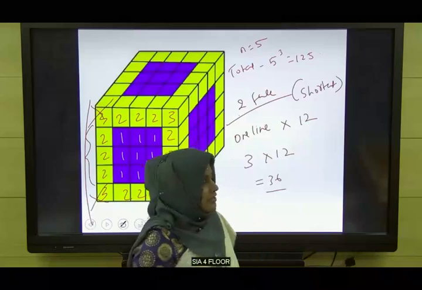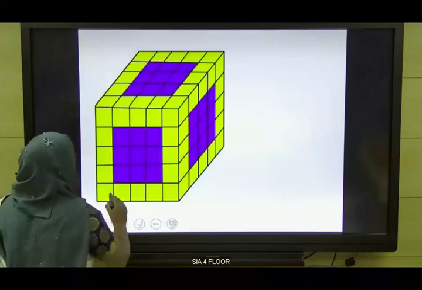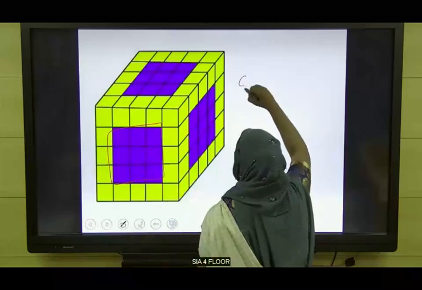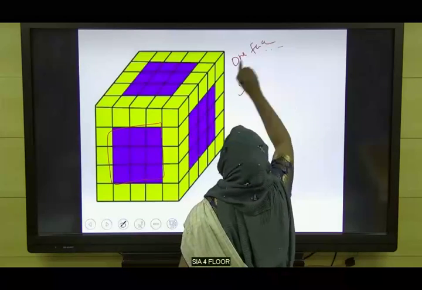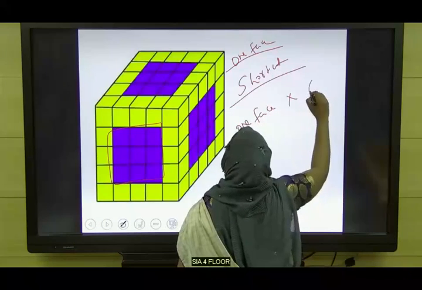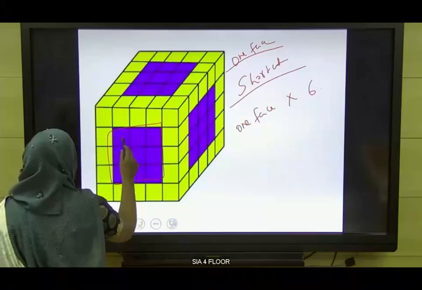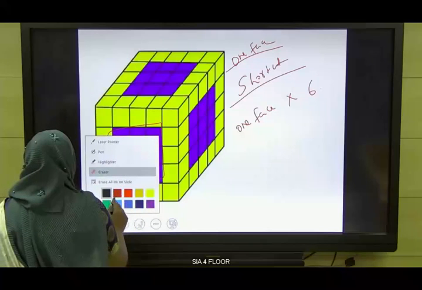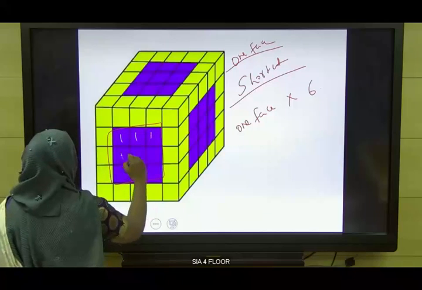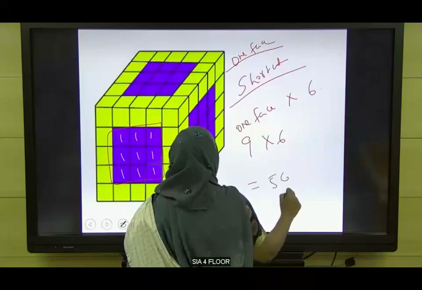Okay, then one face. How to count the total number of one face painted cubes? It's very easy. In one face level, into 6. Okay, I'll use both the shortcut and also I'll mention the shortcut now. Mention the heading as one face. How many are there in one face, and there are totally 6 faces. That's all. Okay, here one face contains 9. Nine into 6, 54.